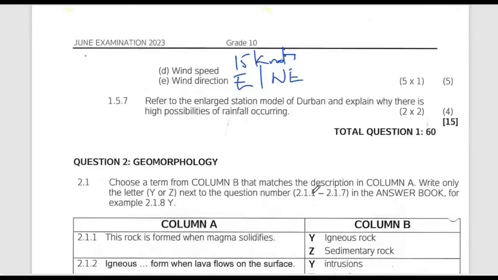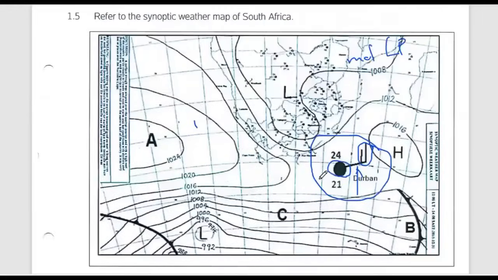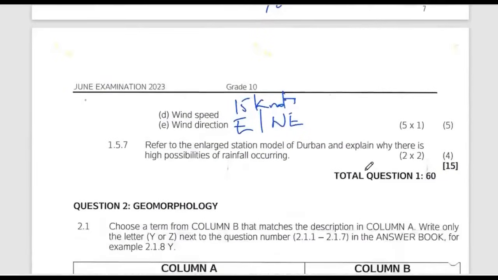Why is it likely that we can have rainfall occurring here at Durban? The first obvious reason is about cloud cover here, which we have talked about. We have said there is overcast condition. The sky is fully cloud. So chances of rainfall are very likely.